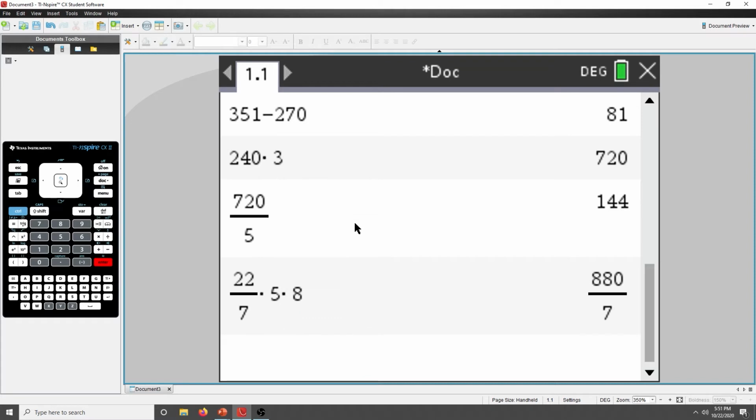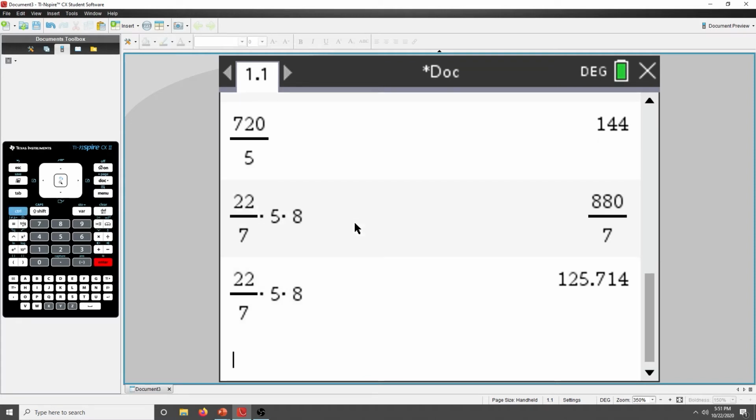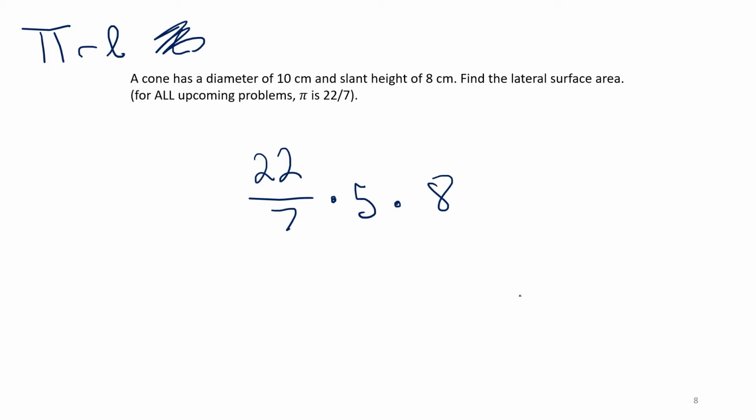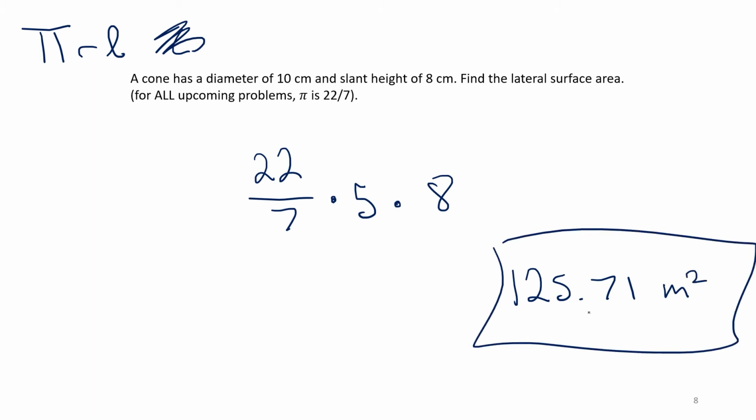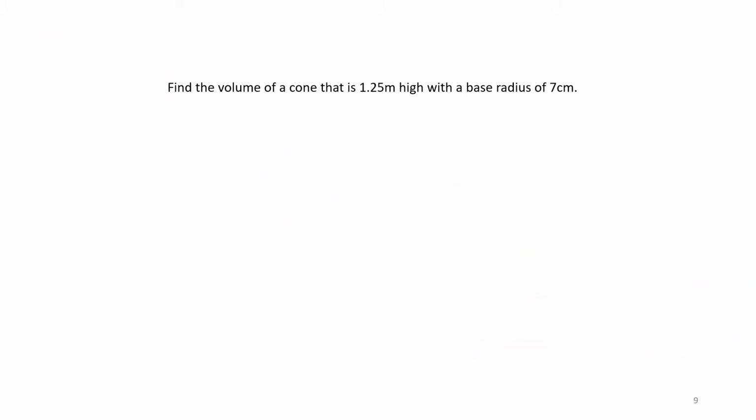Boom. 125.71. Usually the answer choices will round to 2 decimals. If they don't, include the 4, I guess. Centimeters squared. That's your answer. Not too bad. I don't think these tests are too rough. They do have challenge problems, but, you know, they all do.